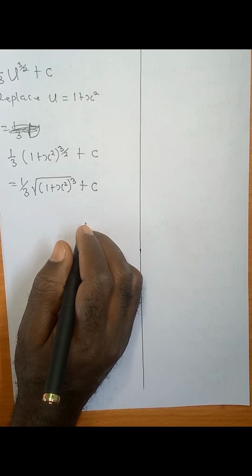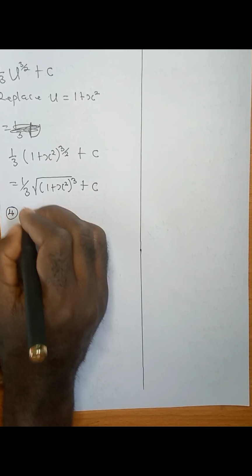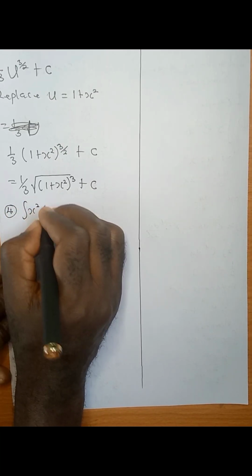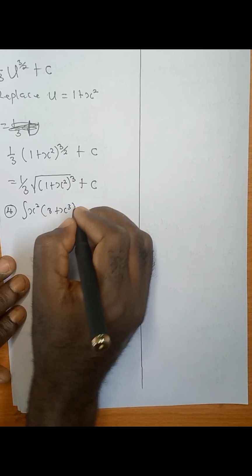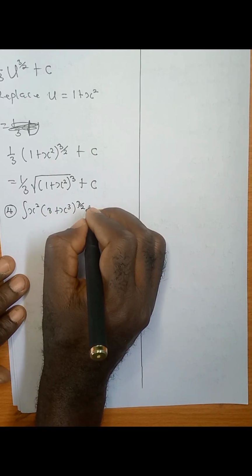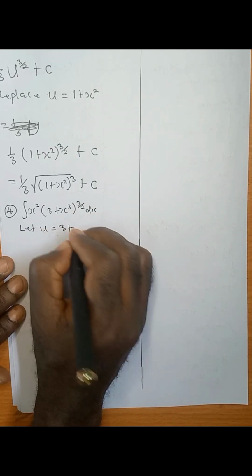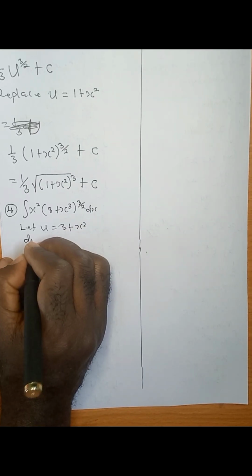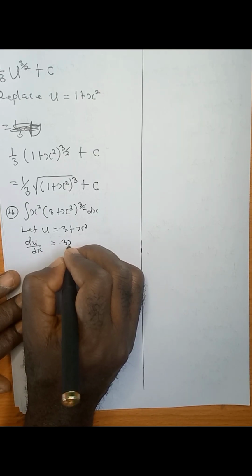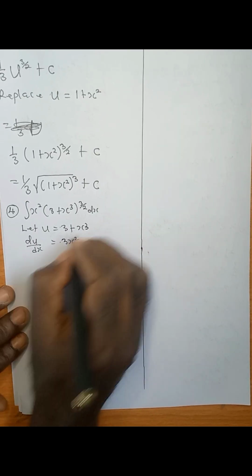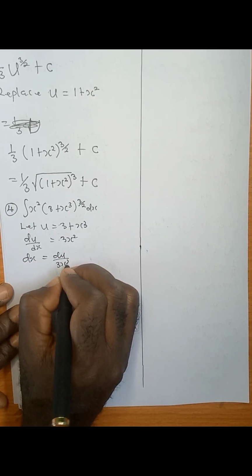Now let us take a look at example 4. Example 4, we have the integral of x squared multiplied by 3 plus x cubed raised to power 3 over 2 dx. We say let u be equal to 3 plus x cubed. When we differentiate u with respect to x, we have 3x squared. Then our dx will be du over 3x squared.